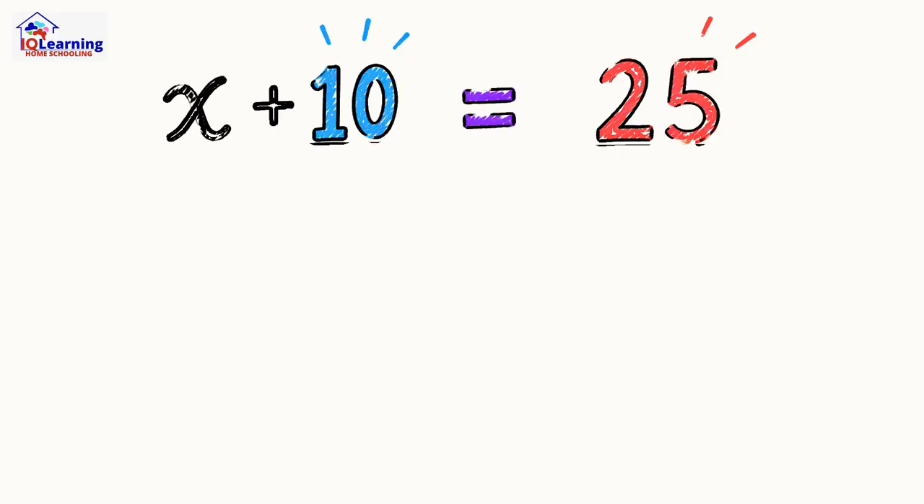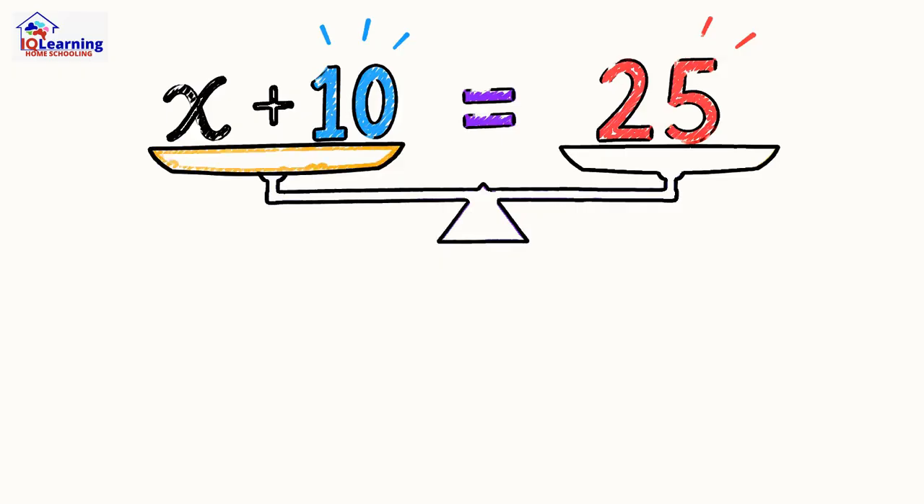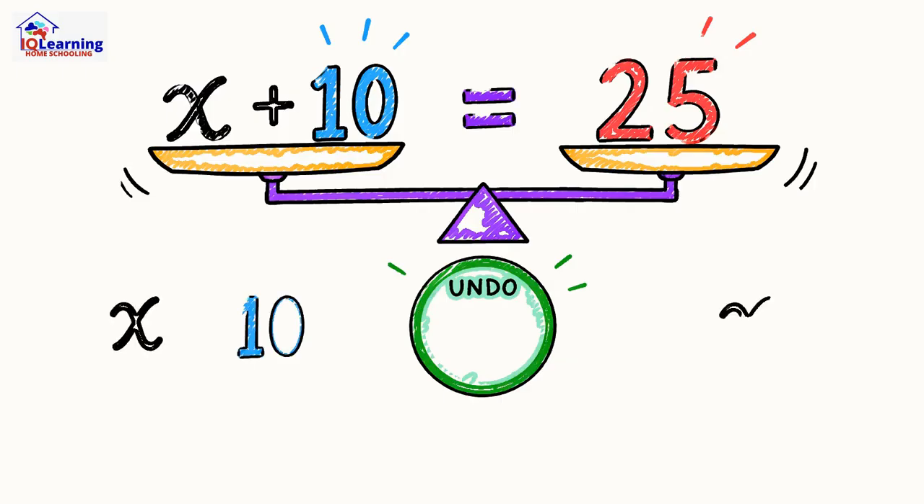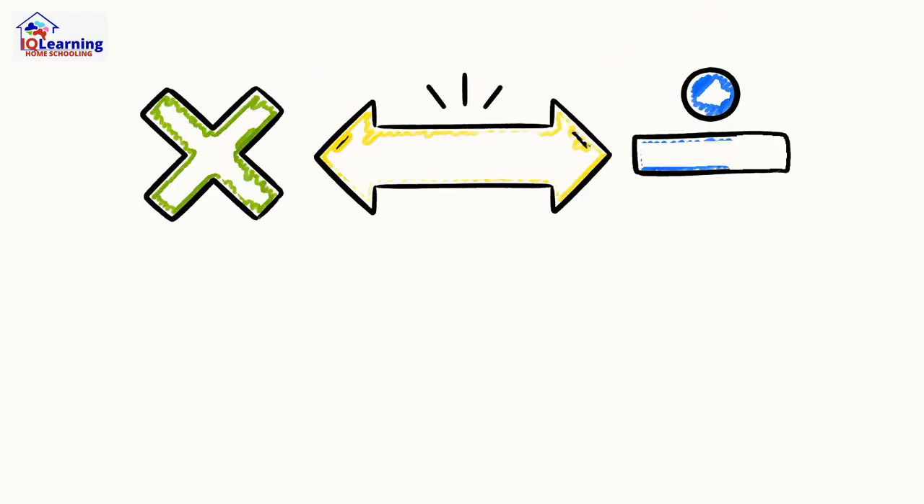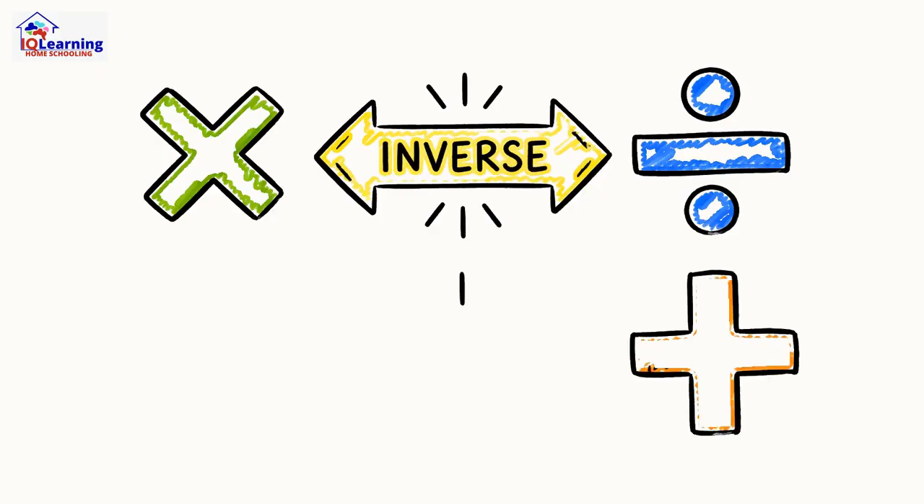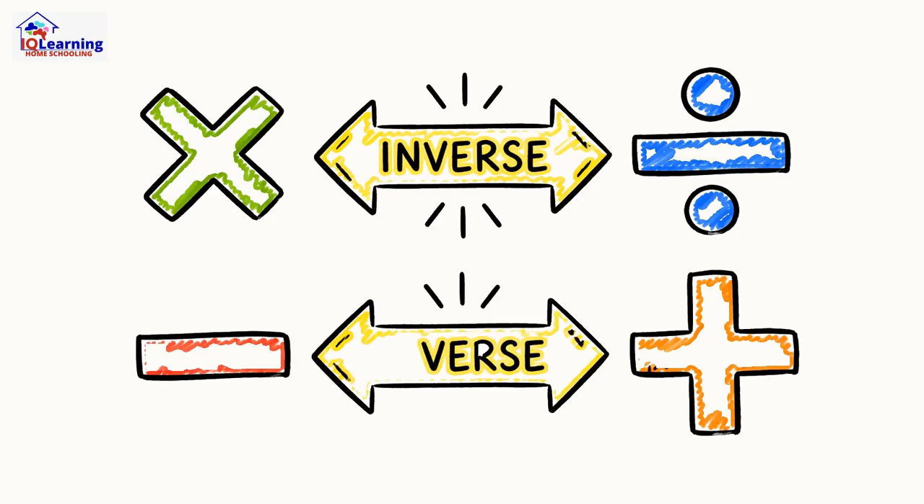So, how do we get x all by itself? We use its opposite, an undo button. In x plus 10, 10 is being added to our variable. The opposite of adding 10 is subtracting 10. This is called an inverse operation. The inverse of multiplication is division, and the inverse of subtraction is addition. These are your secret weapons for isolating the variable.